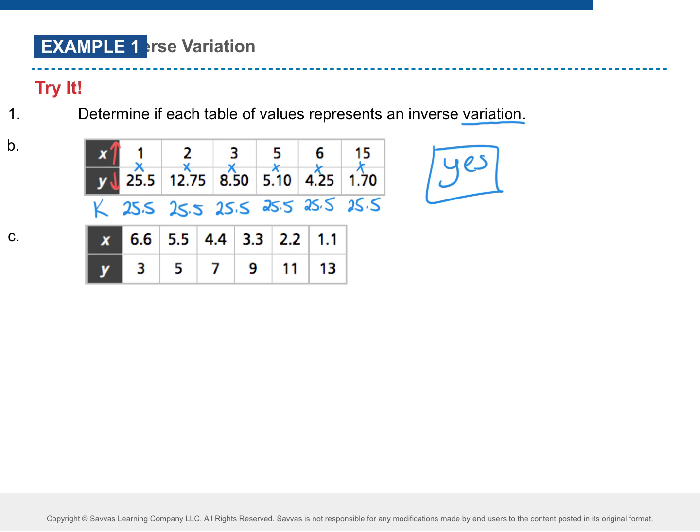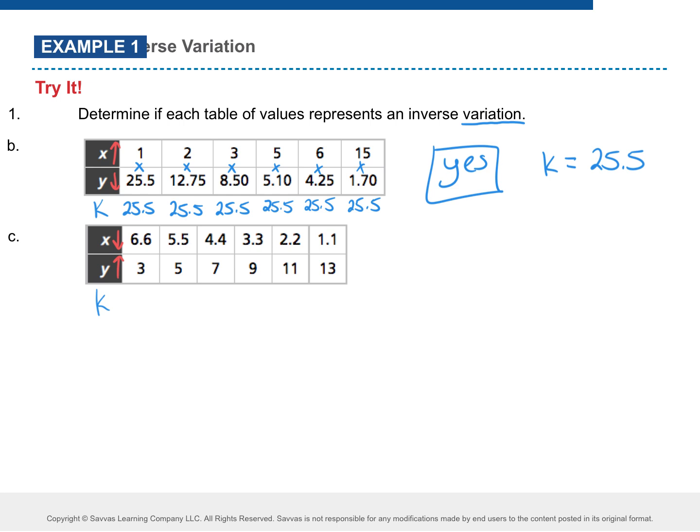Okay. On B, is it an inverse? Yes. Yep. X's are decreasing, y's are increasing. How do we figure out the variation? Right, we got to figure out what that k value is. So I'm going to back up a little bit. On A, what was my k value? What's my constant of variation? 25.5. Yep, so if it ever asks you what your constant of variation is, it's that k value.